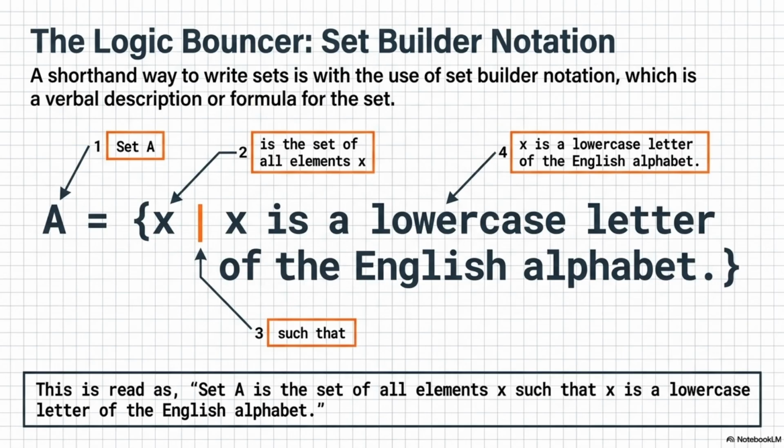Oh, I see. It establishes a logical test. You hold up an object to the rule. Is this object a car? If yes, it's an element of set C. If it's a bicycle, it fails this "such that" condition, and the bouncer excludes it. That is brilliant. That allows you to define massive, even infinite concepts with just a single line of logic. But what if a set is massive yet highly predictable? Like what? Like the alphabet or counting numbers.